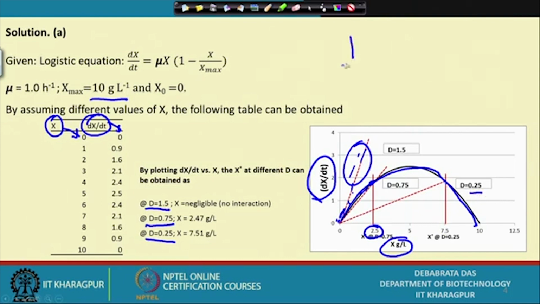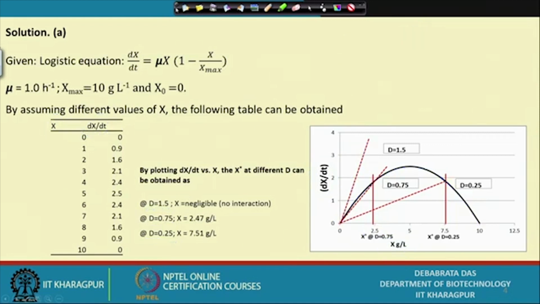Now when you have 0.25 dilution rate, then it is 7.5. Now we know 1 by D equal to HRT. Am I right? Now that means if the dilution rate is high, you are allowing the cell to reside in the reactor for a smaller period of time. And if the D value is low, that means you are keeping the cell for a longer period of time. Then naturally you have more cell growth in the reactor.